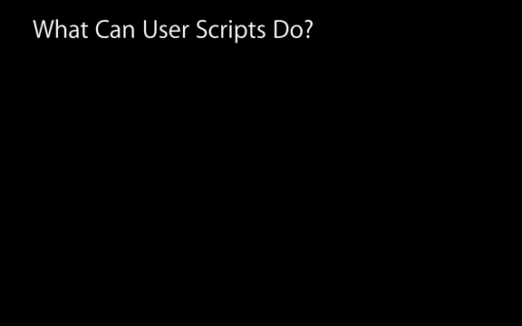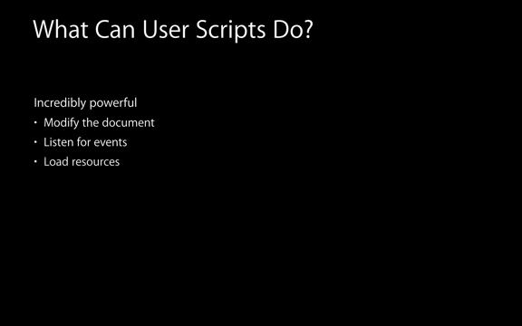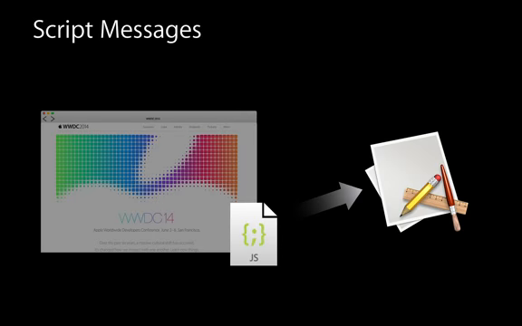Now, what can user scripts do? User scripts can do anything that scripts running on the web page can do. So that includes using the DOM API to change the document structures, adding event listeners for onload events or click events or keyboard events or any event. You can load external resources like images and even XMLHttpRequests. And you can also communicate back to the application. And this is where script messages come in. So script messages are messages that user scripts send to the application.